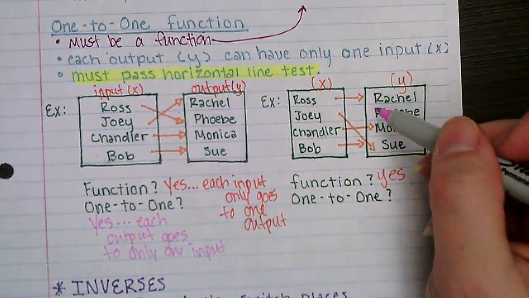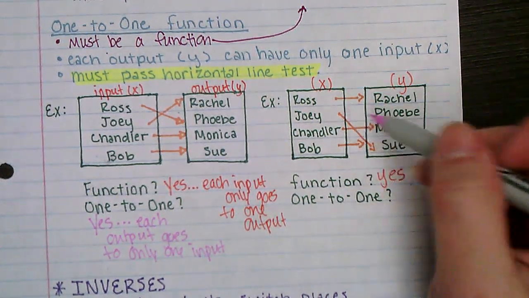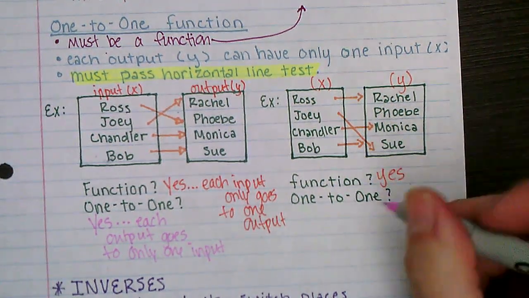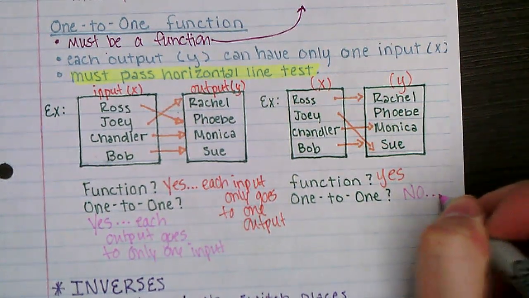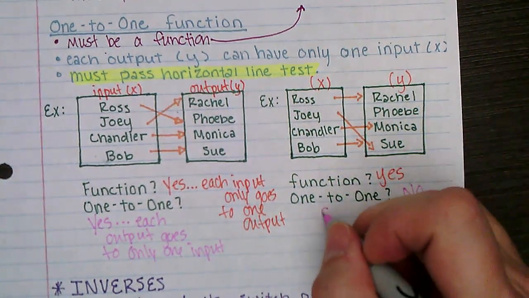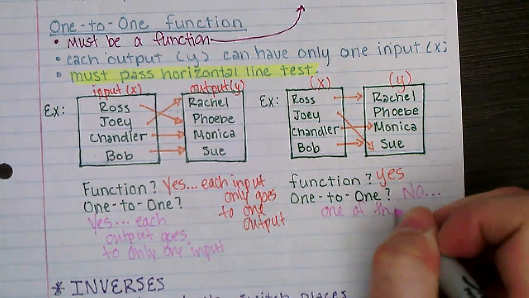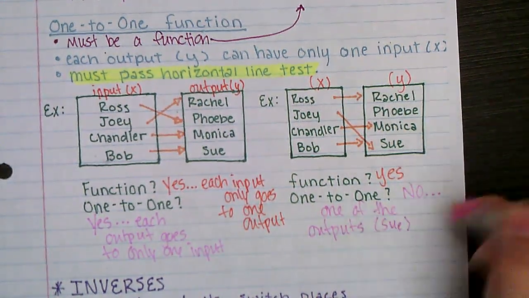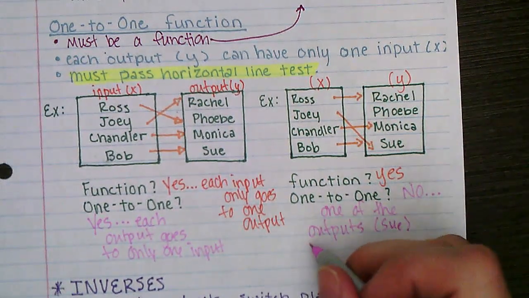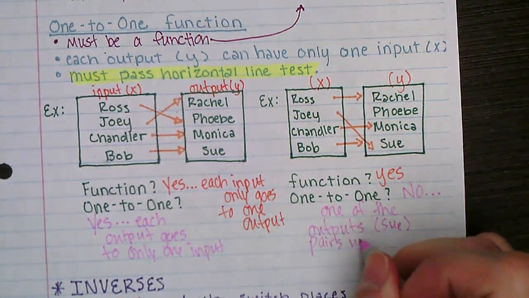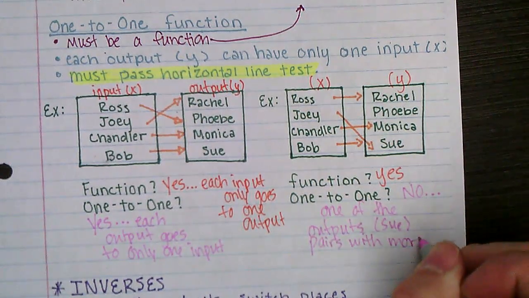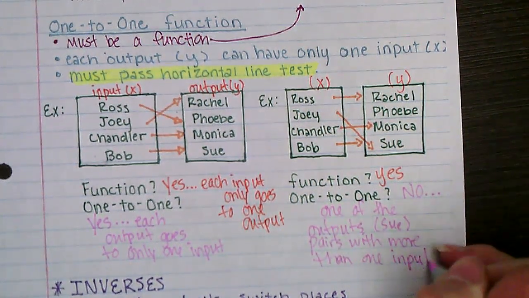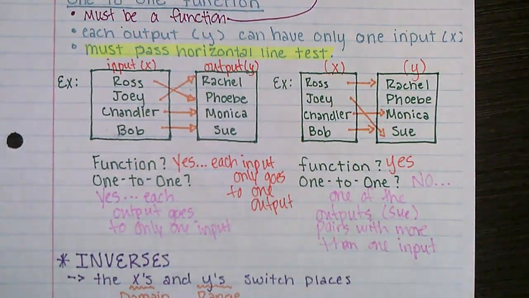Rachel only matches with Ross, Sue matches with Joey, Sue also matches with Bob. So is it one-to-one? No, because one of the outputs, namely being Sue, pairs with more than one input. So that is not a one-to-one function.